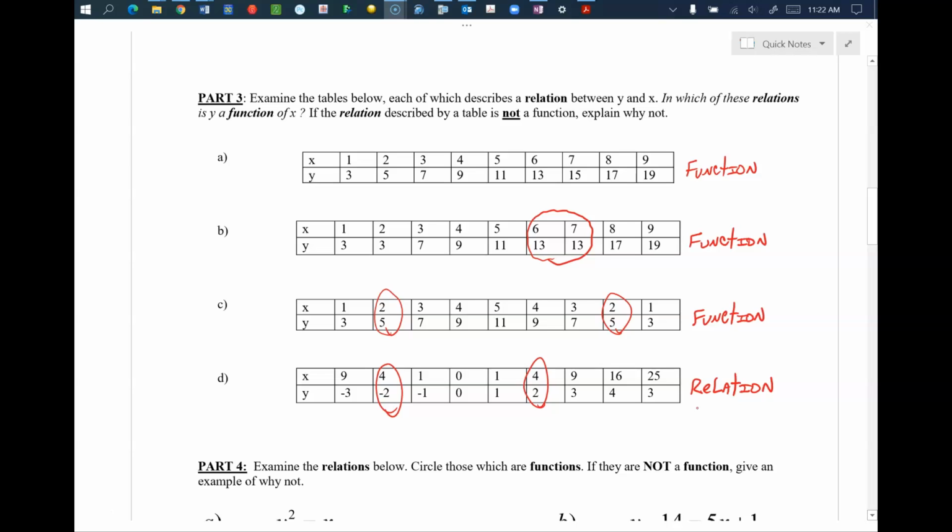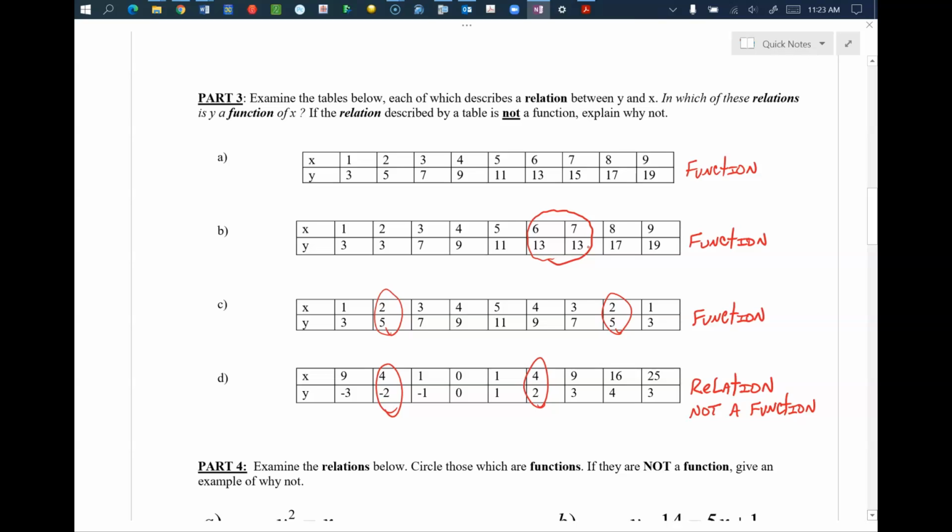So if you answered letter D is a relation and not a function, then you are correct. I want to take a minute and go over some of these others, some of the points that often throw people. So in B, for example, x value 6 is paired with y value 13, and x value 7 is paired with y value 13. Those two x's are paired with the same y value, but each x value is only paired with one y value, so it's a function.